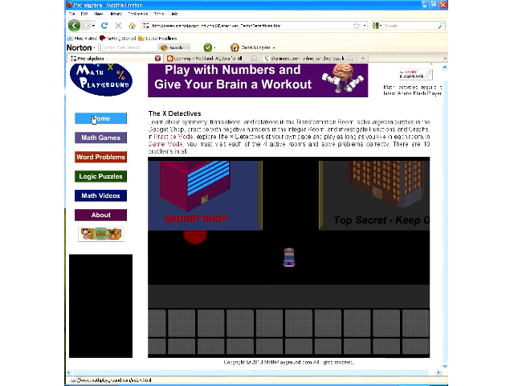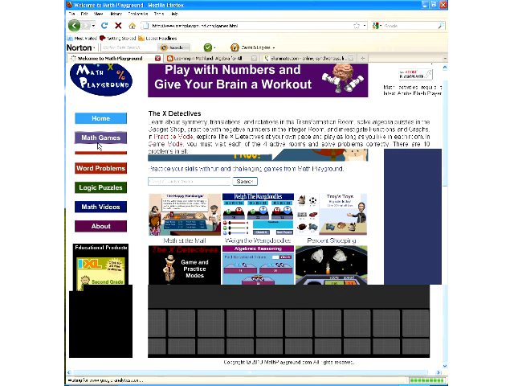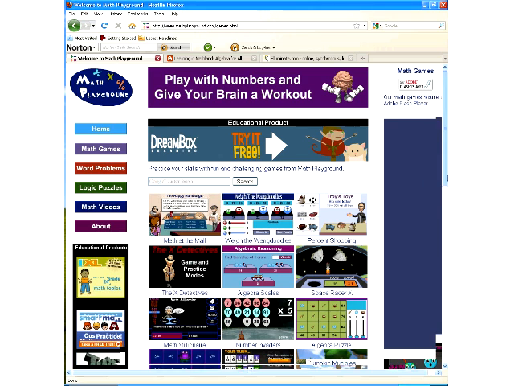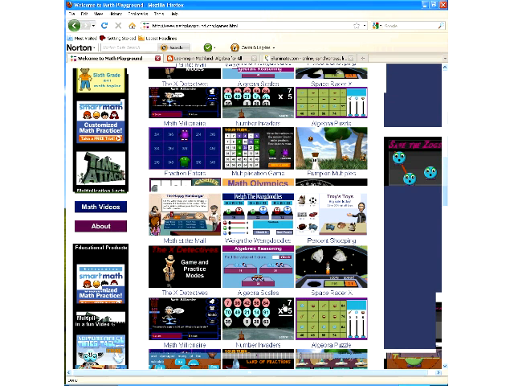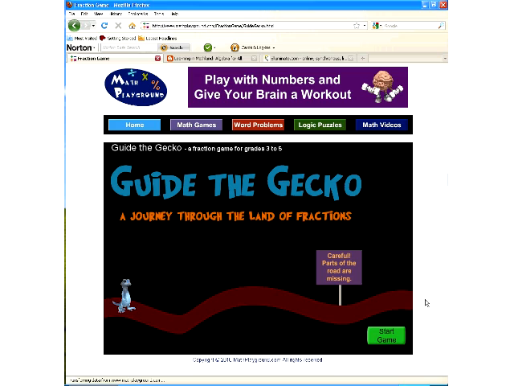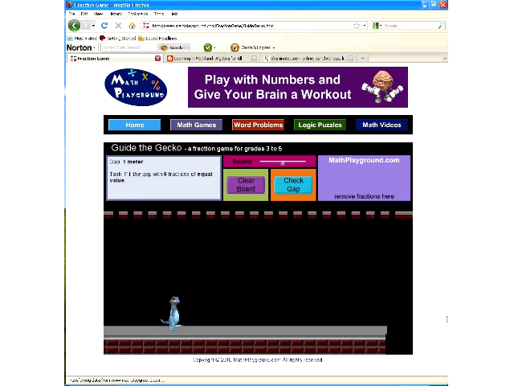Okay, I'm going to take us now to a new game I created called Guide the Gecko. This is for somewhat younger students. It's a journey through the land of fractions. The idea here is that this character is trying to get home, but there are gaps in the road, and students have to figure out how to fill the gaps in the road so that the character can cross and continue on his way. So we'll start the game.